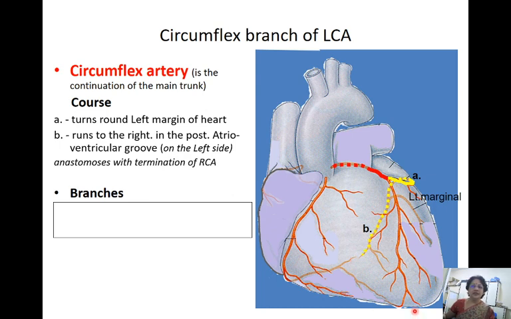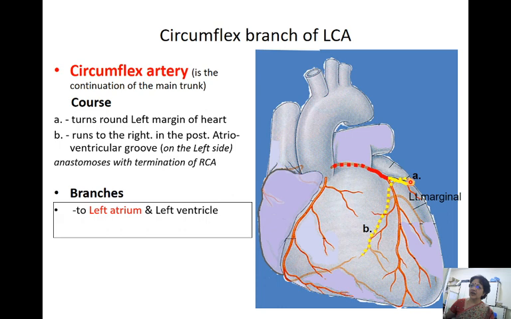Easy enough to understand, and when you see it on the specimen, hold a heart in your hand. See, the circumflex will go behind. Look at the back side of the heart, in the same groove, both the two sides, left and right, approach each other. So easy enough if you look at only the circumflex branch of the left.